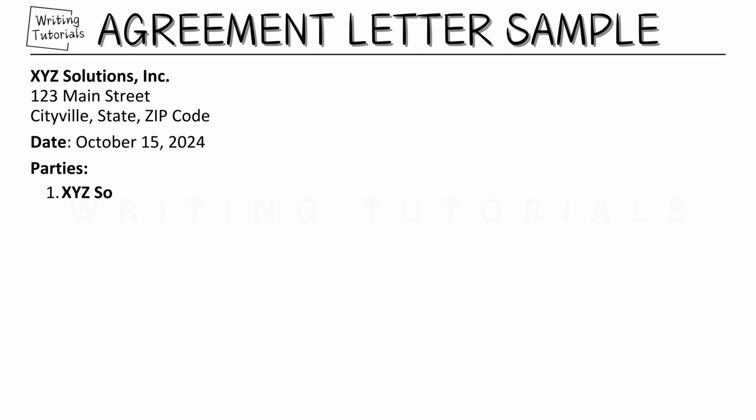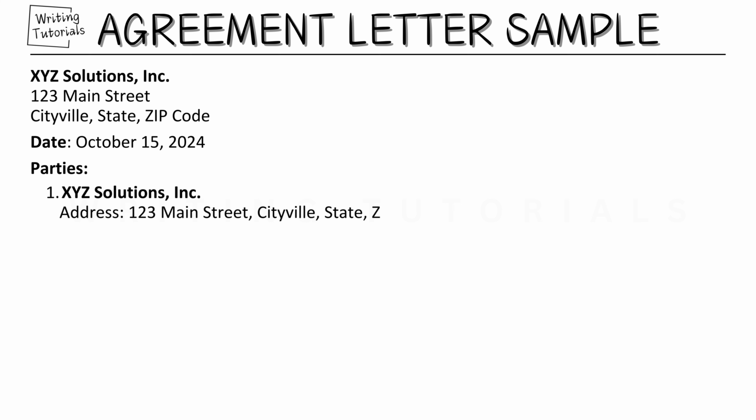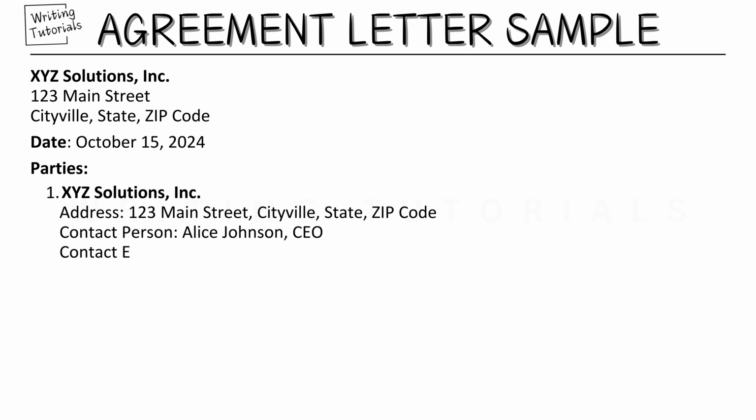Now, right after the date, we move into introducing the parties involved. Think of this section as the who part of your letter: who's agreeing to what. List the names, addresses, contact persons, and their emails for both sides, starting with the main party, in this case, XYZ Solutions Incorporated, and then moving on to the other party, ABC Marketing, LLC. Be sure to include all contact details clearly so everyone knows who to reach out to if they have questions.